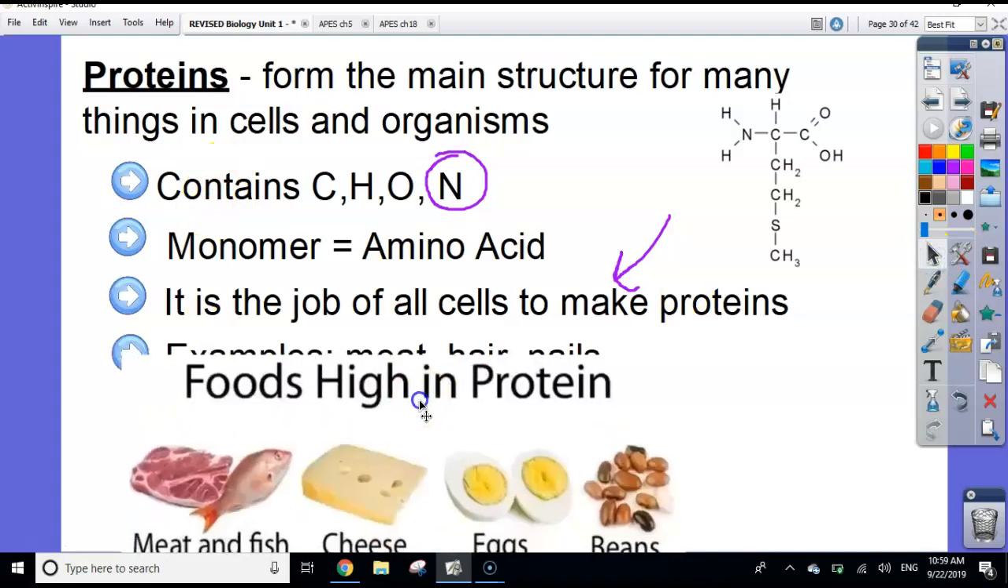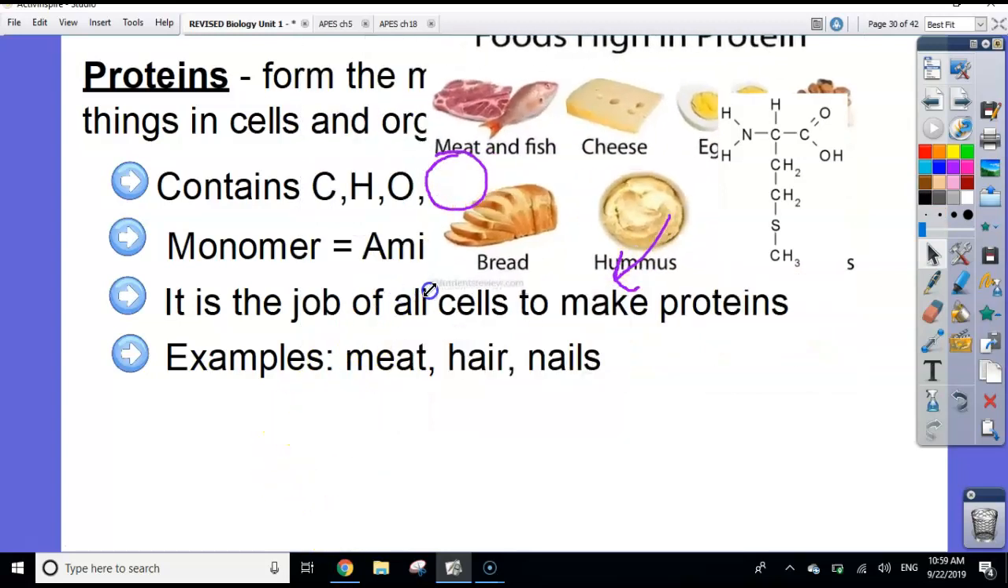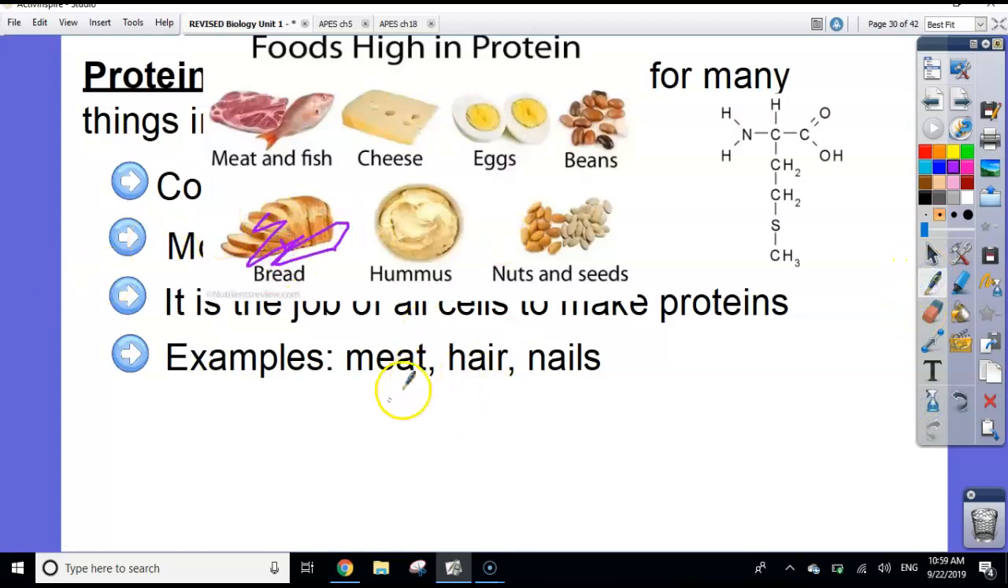And then foods that are high in protein. A lot of times they say meat. You can see some foods up here. Bread isn't really, so I'm not sure why they put that on there, so ignore that. But your hair is made of protein. Your nails are made of protein. All of your cells have protein in them. And then you can find it in meat. Meat has a lot of protein. You can see some other foods here like cheese, eggs, beans, nuts, seeds, hummus, okay?